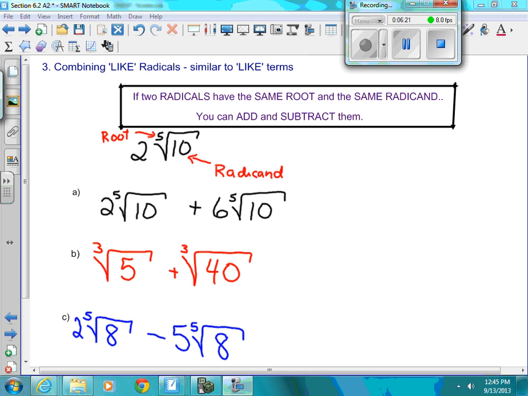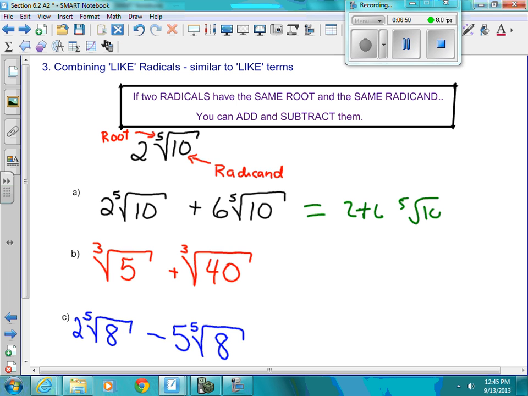Adding and subtracting radicals: if they have the same root and the same radicand, so cube root, third root, fifth root, then you can add and subtract them. When I say add them, you add what we call the coefficients. So in A, 2 fifth roots of 10 plus 6 fifth roots of 10, they both have fifth roots of 10, so I can do 2 plus 6, which is 8 fifth roots of 10.